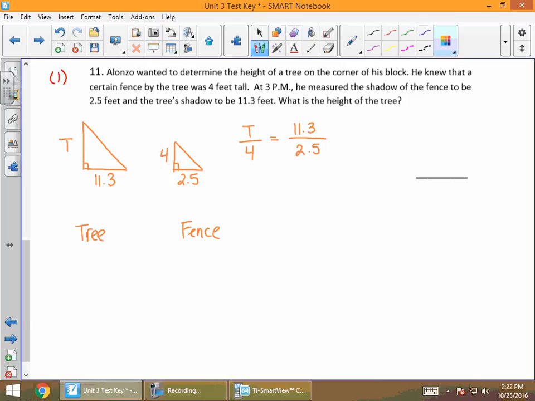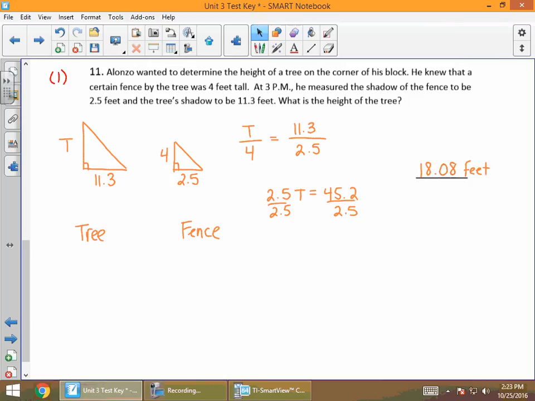And now let's cross multiply. 2.5 times t is 2.5t. And 4 times 11.3 is 45.2. Divide both sides by 2.5. And you find out that the height of the tree is 18.08. This is a height, so we should put a unit on this. That is measured in feet. So that tree is 18.08 feet tall by indirect measurement.